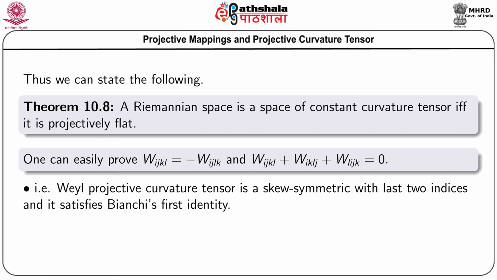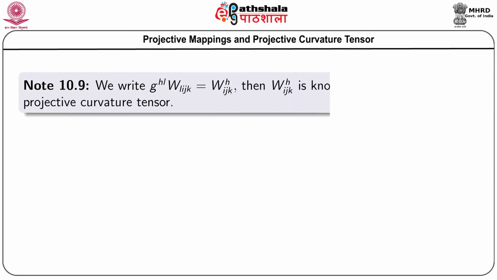Now, this projective curvature tensor is also called the Weyl projective curvature tensor, due to the name of the mathematician Weyl. Now, we can write g_hl W^l_ijk equals W_hijk. Now, this is a (1,3) tensor and it is called the contravariant projective curvature tensor.